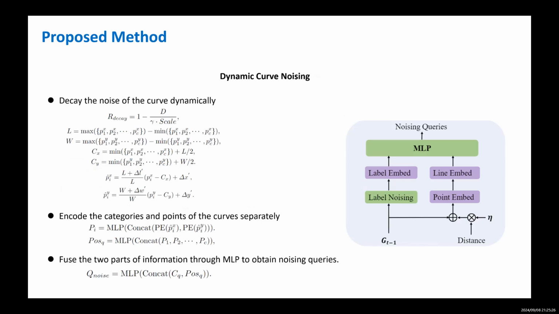Hence, we propose dynamic curve noising. Concretely, we first decay the noise of the curve dynamically. Then we encode the categories and points of the curve separately. And finally, we fuse the two parts of information through an MLP to obtain noise queries.